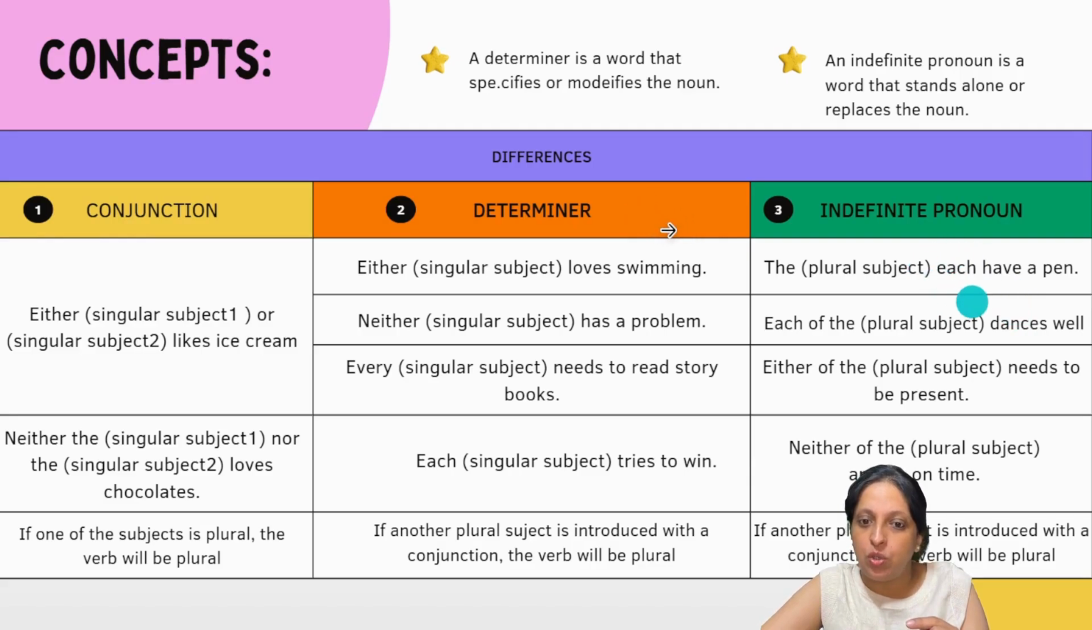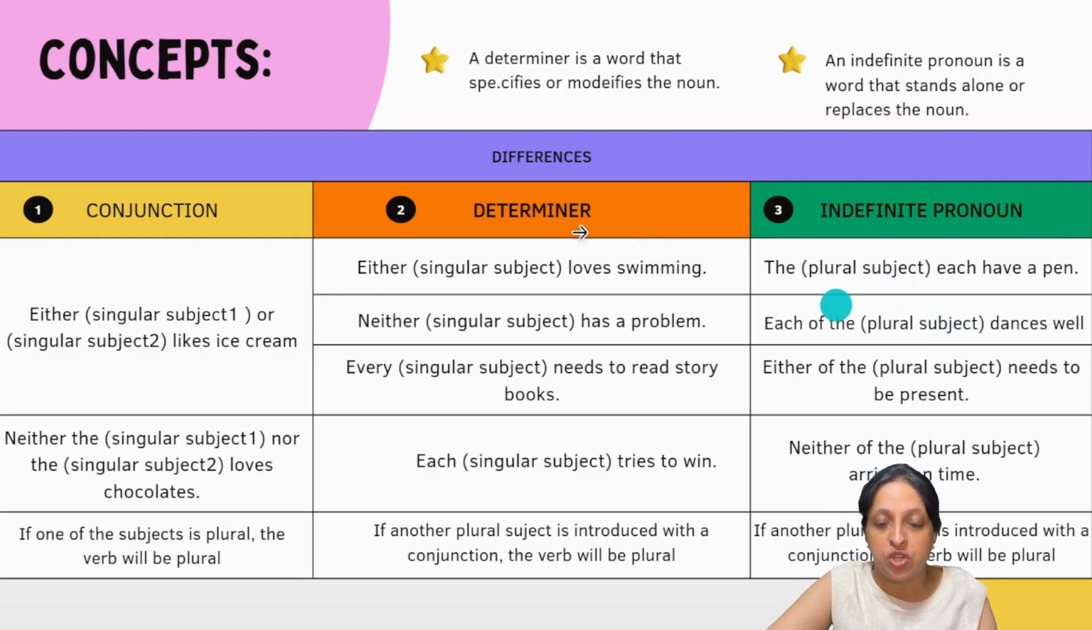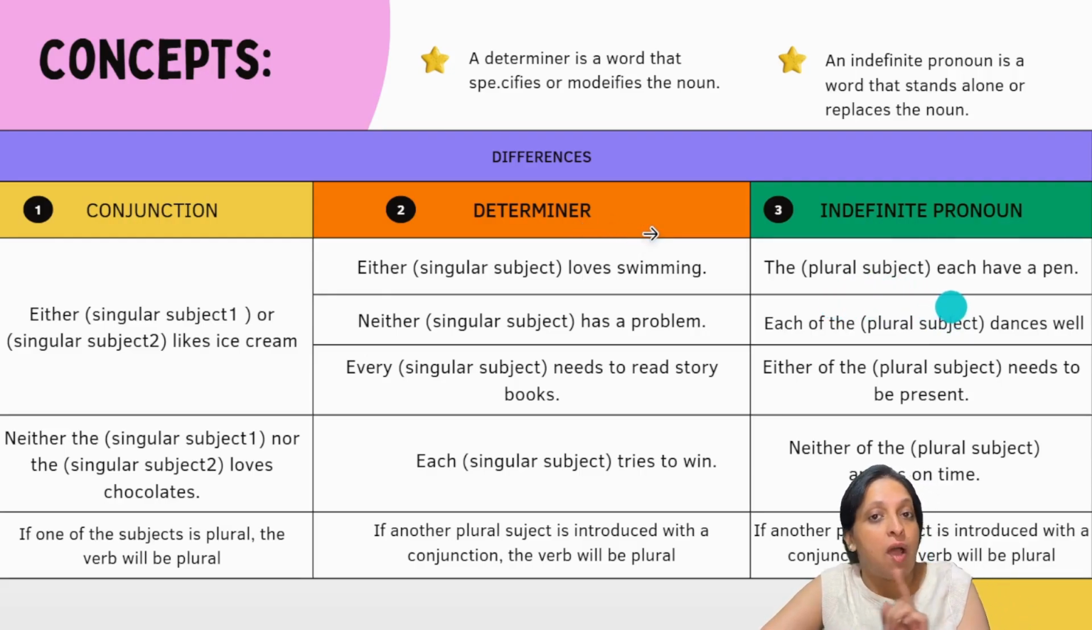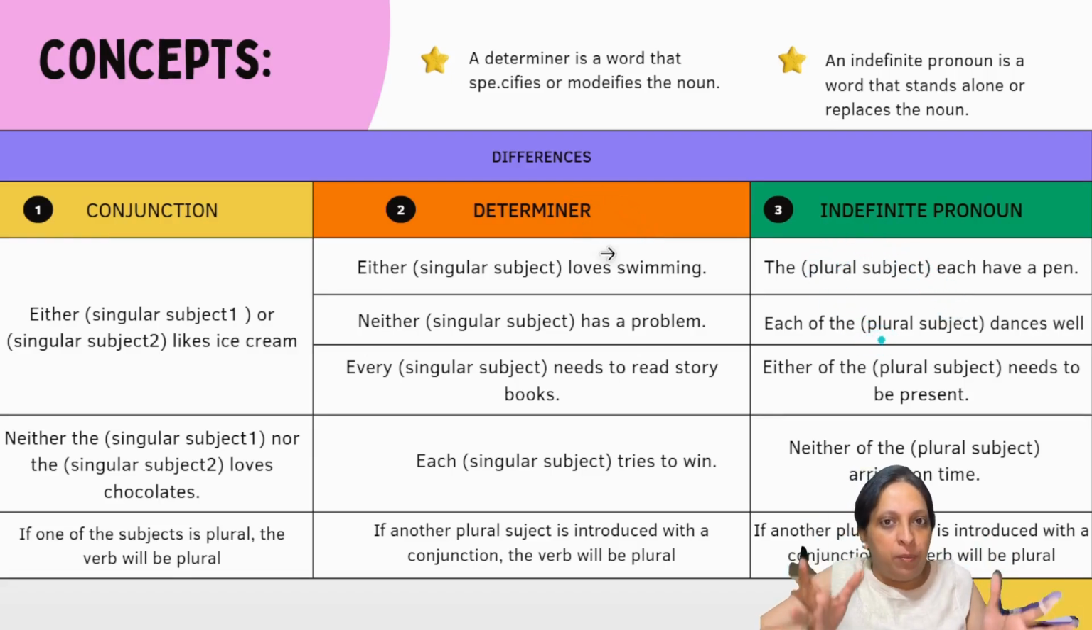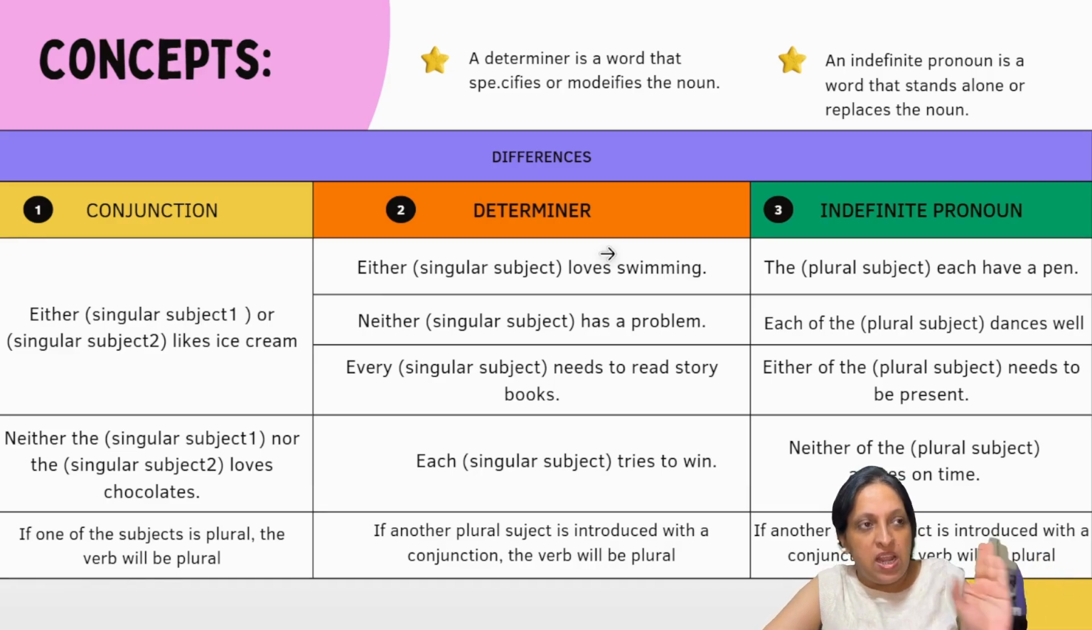Though each is used, we know each is a singular word which takes a singular subject, but I am not using each before the subject. I am using each after the subject. That means I am saying there are many people and each has a pencil or each has a pen. So the boys each have a pen.